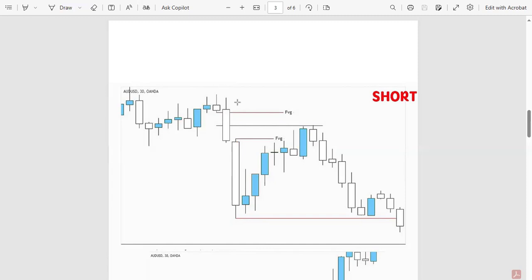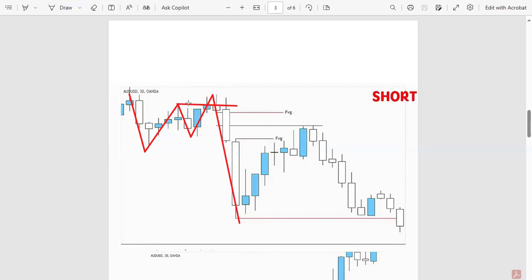Remember what I just said about how we mark fair value gaps. First, we need to check if there is liquidity behind it. If you look closely here, price had a movement to the downside, then a movement to the upside, another simple move to the downside, then a move to the upside, and then we had this aggressive move to the downside. This aggressive move is the one that created the fair value gap. You can see we had a liquidity sweep there, the buy side liquidity sweep.